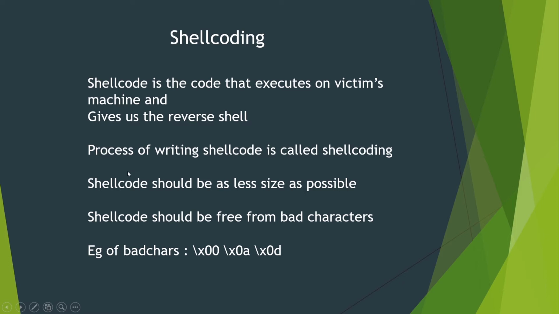Now there are some properties you need to know. Shell code should be as small in size as possible, because the application's buffer on the victim's machine limits the size. That means you can only push 400 or 500 bytes, and you cannot push more than that. So there will be some limitations when you are doing stack based buffer overflows. That's why we need to code the shell code as small as possible.